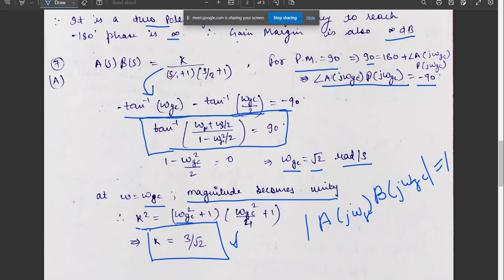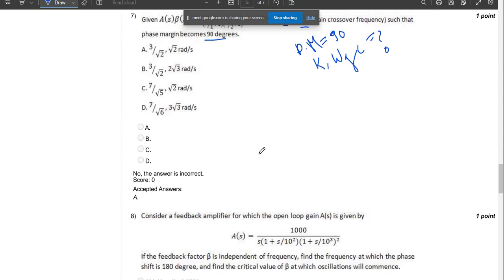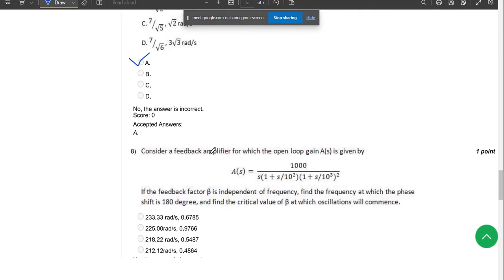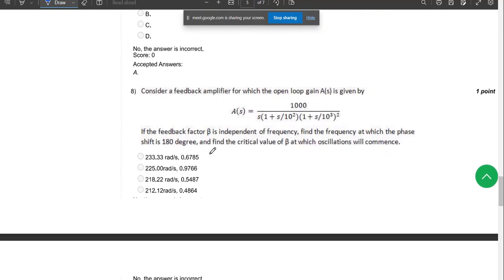Okay, so let's go ahead and try to solve the next question. So here the answer is option A. Option A is the correct answer, and we got it. Now let's try to solve question number 8 here.